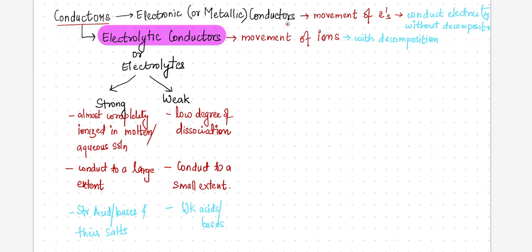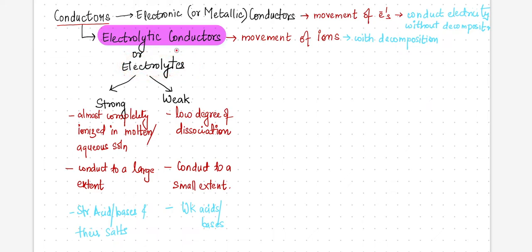So this also includes alloys. They are basically semiconductors. They are also a type of electronic conductors. Now, the other type of conductor is the electrolytic conductors, and they are also referred to as the electrolytes because they are basically made up of electrolytes.